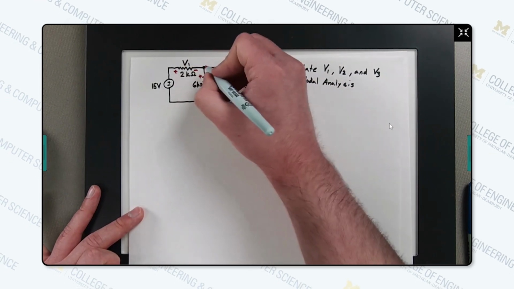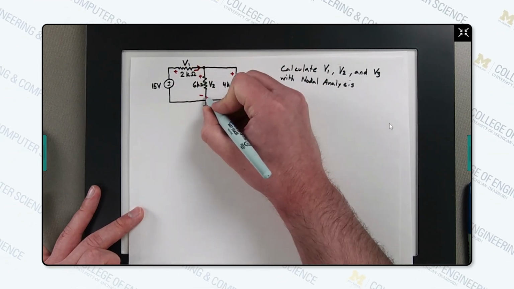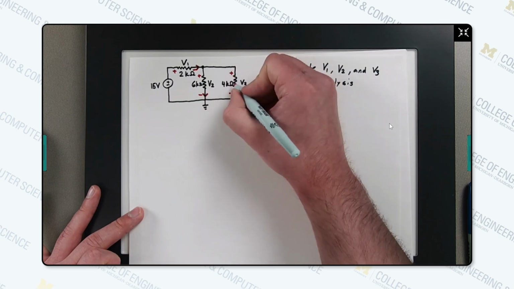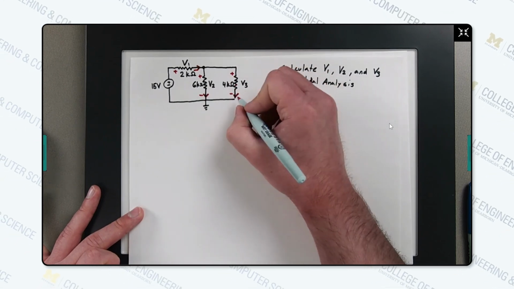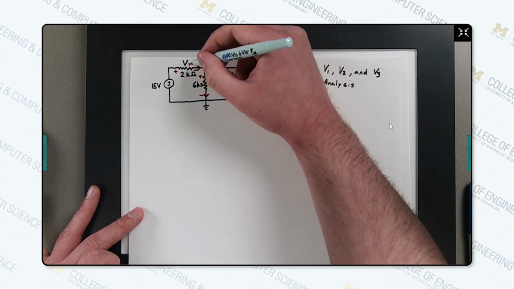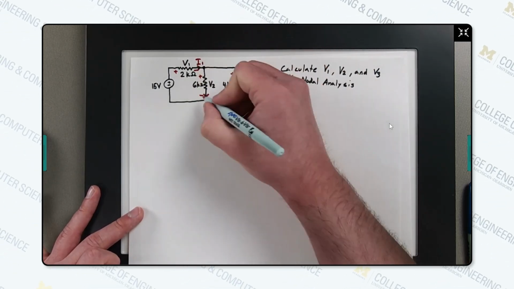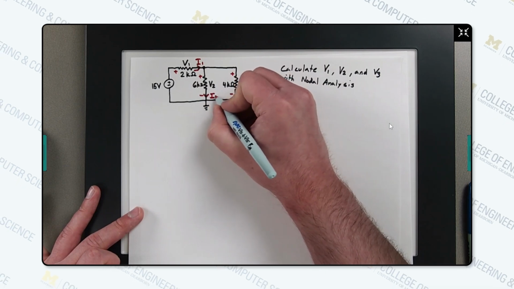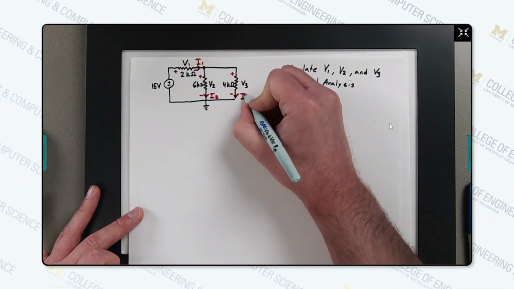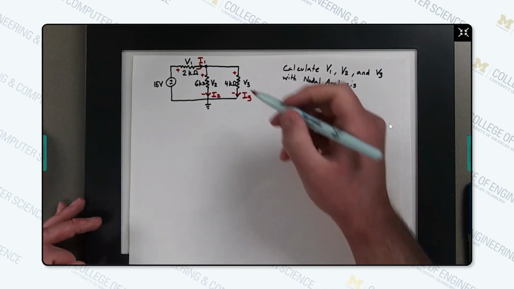For this one, the flow of current would be going this direction. For this one, it would be in this direction, positive to negative. So this is the current flowing through V1, and we can label it I1. Same with this one, this can be I2, and this can be I3. So now we have the directions of current.